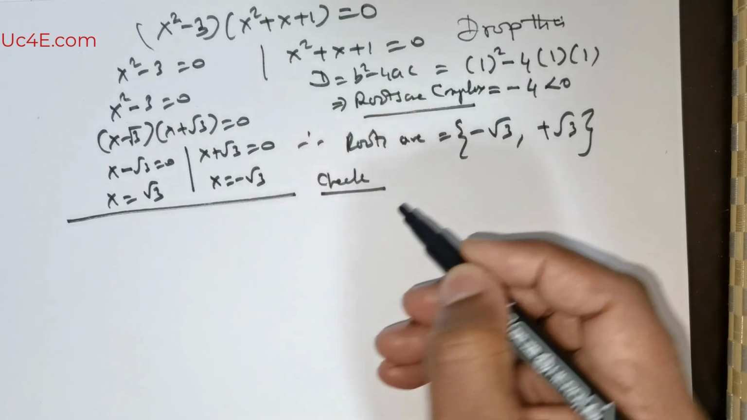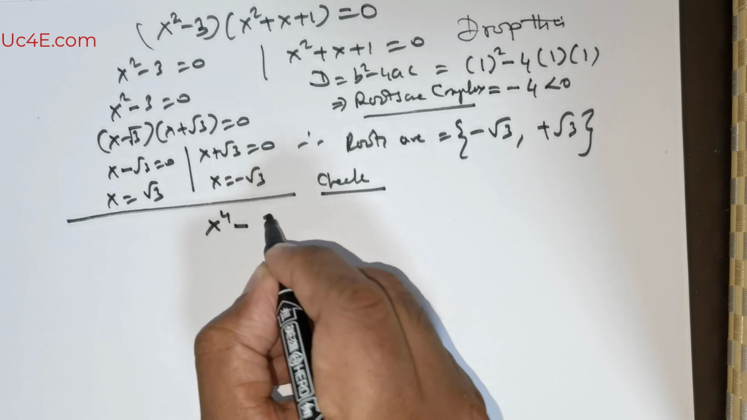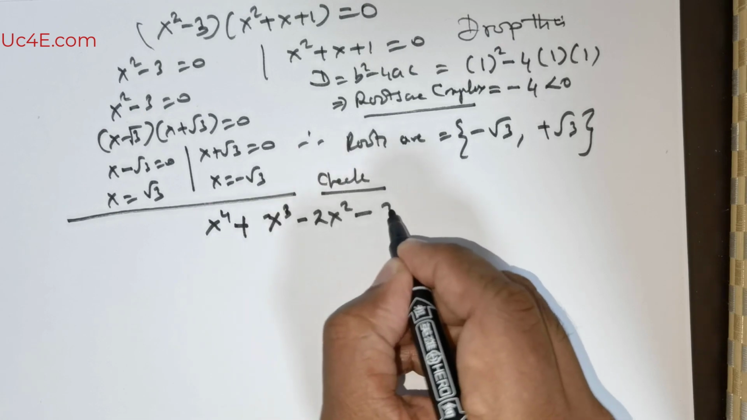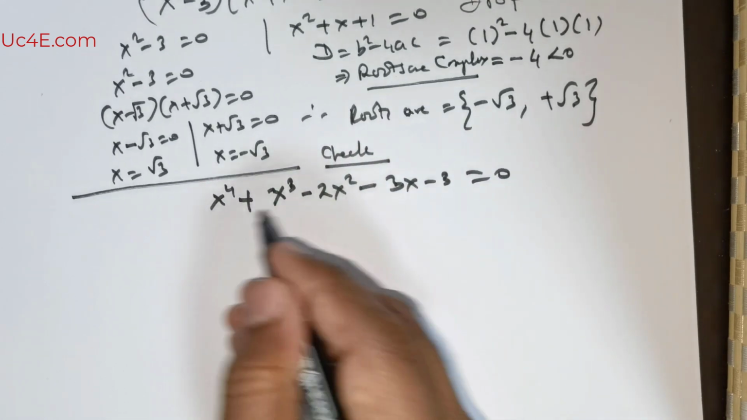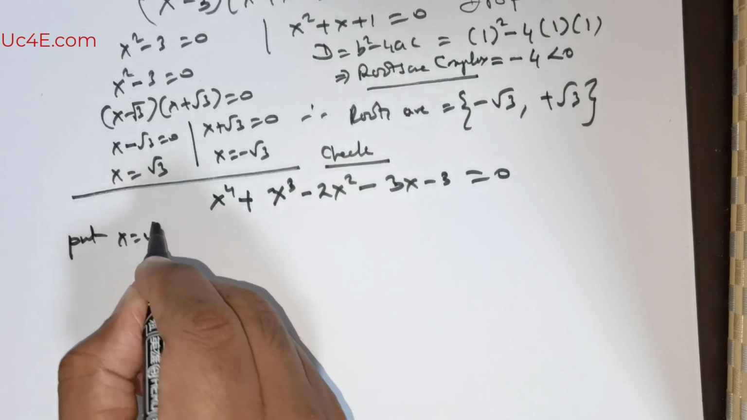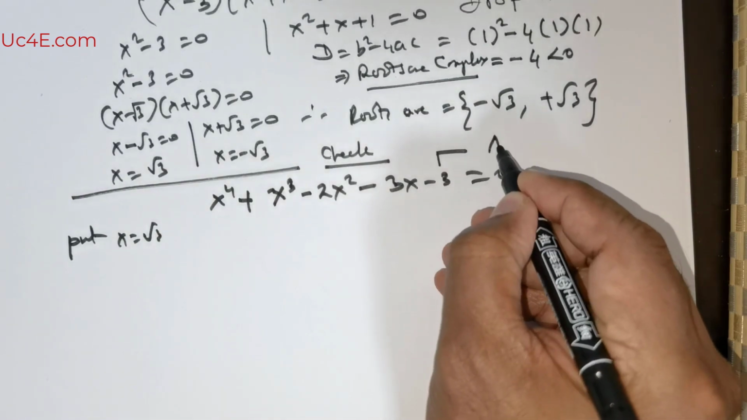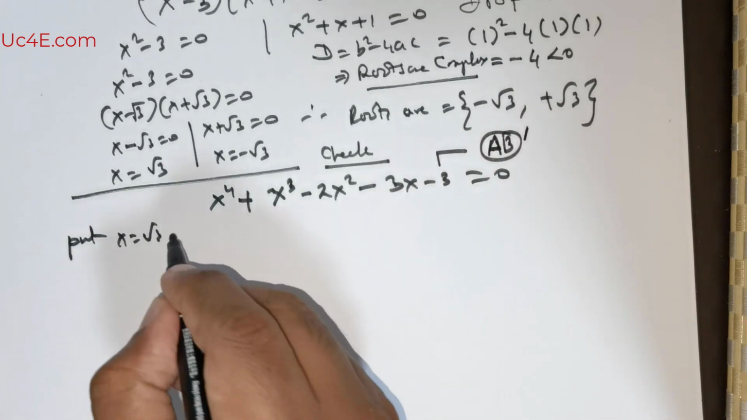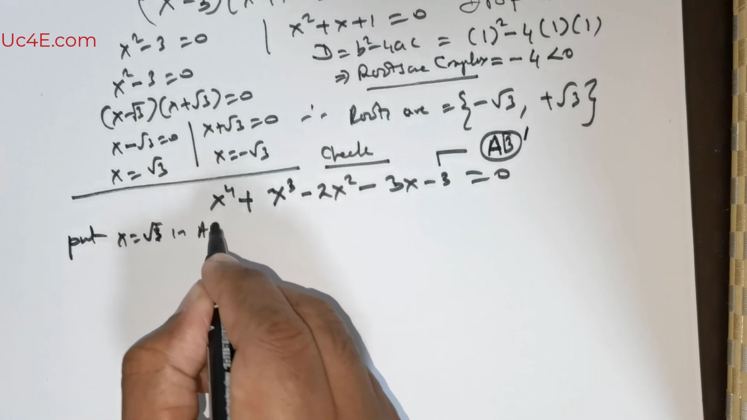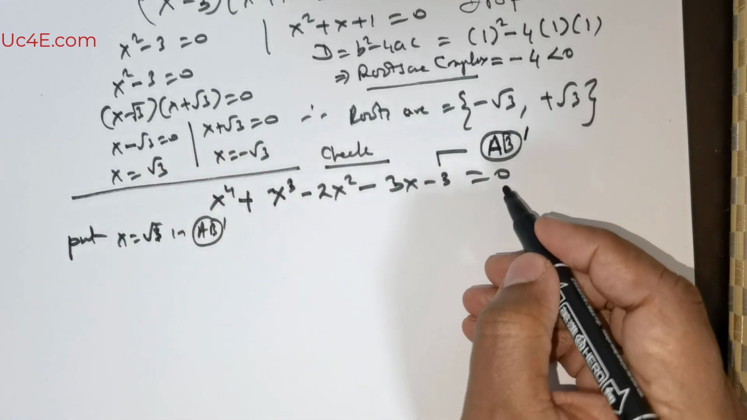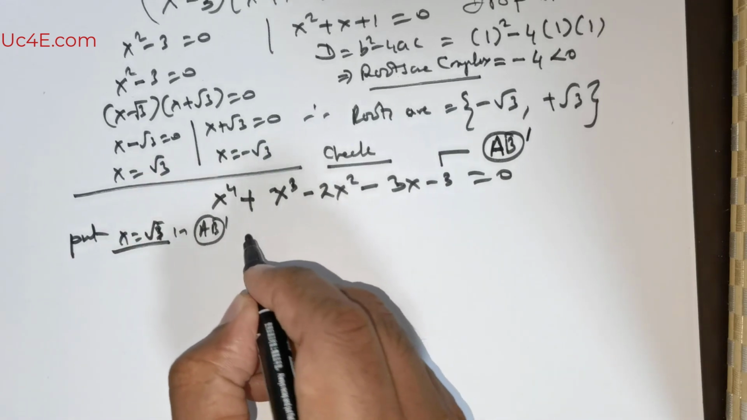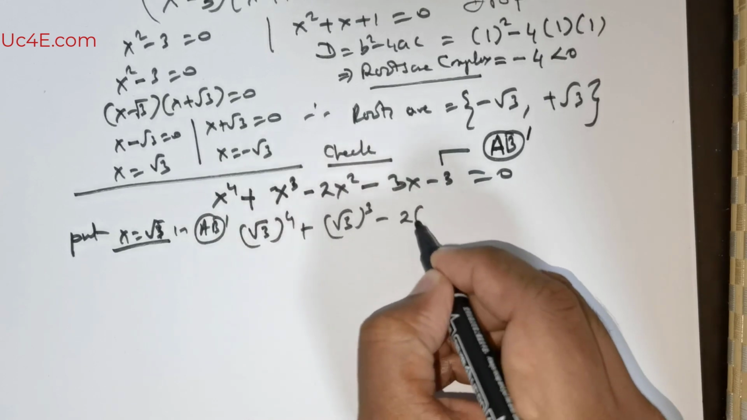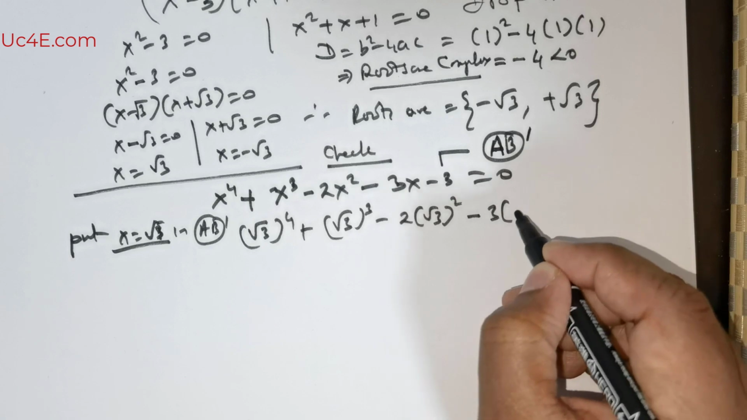So let me perform the check here. We are given this x to the power of 4 plus x cubed minus 2 times x squared minus 3x minus 3 is equal to 0. So what I wish to do is put x is equal to root 3. So let me take this as some AB prime. Okay, so put x is equal to root 3 in AB prime. So what happens? We need to produce the right hand side, which is 0. So let me substitute the value first. This is root 3 raised to the power of 4 plus root 3 raised to the power of 3 minus 2 times root 3 raised to the power of 2 minus 3 times root 3 minus 3.